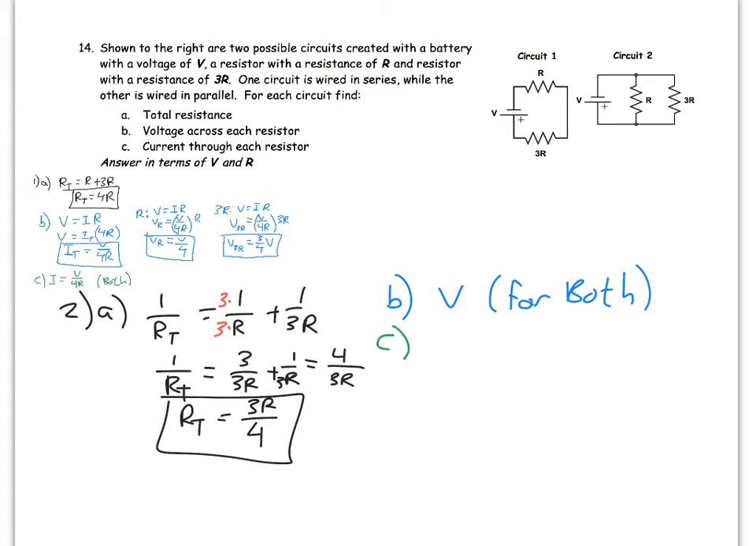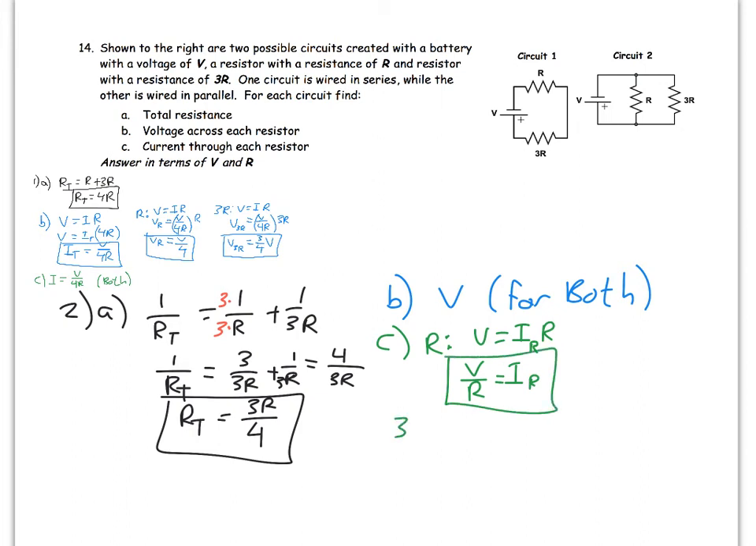The current then, I'm going to use Ohm's law. So for resistor R, I'll say V equals IR. That's going to allow me to get the current through resistor R. In this case, the voltage is just V, and the resistance is just R. So V over R is equal to the current through resistor R.